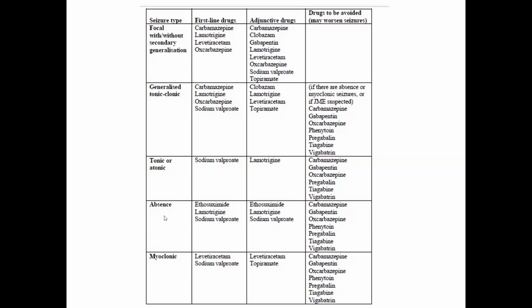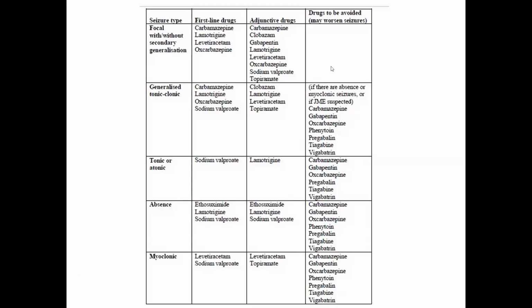Tonic, atonic, absence, and myoclonic seizure. Remember first line is sodium valproate. Then in tonic or atonic, absence and myoclonic, carbamazepine should generally be avoided in all three, because they can actually worsen.